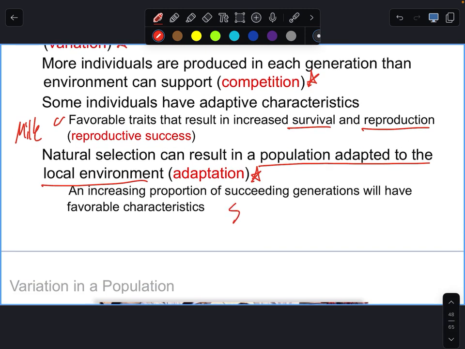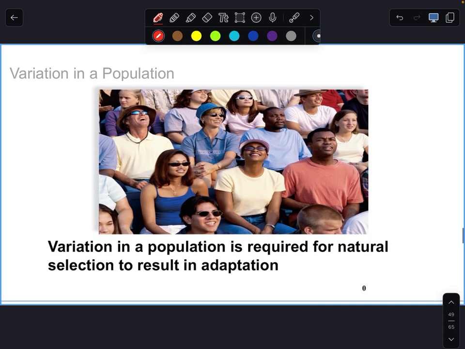Why? Because you're more likely to survive and reproduce. You can see a lot of variation in skin color. Skin color is based upon evolution.